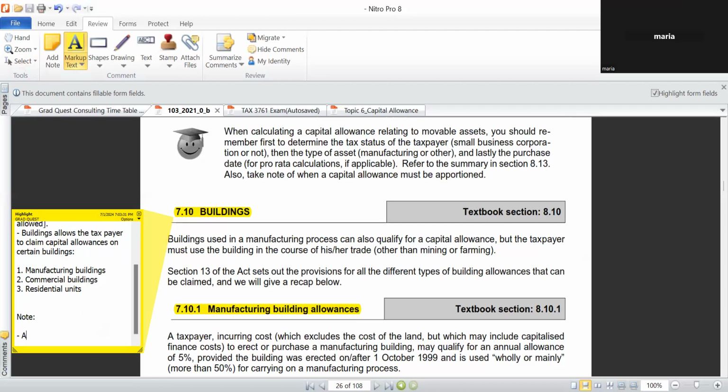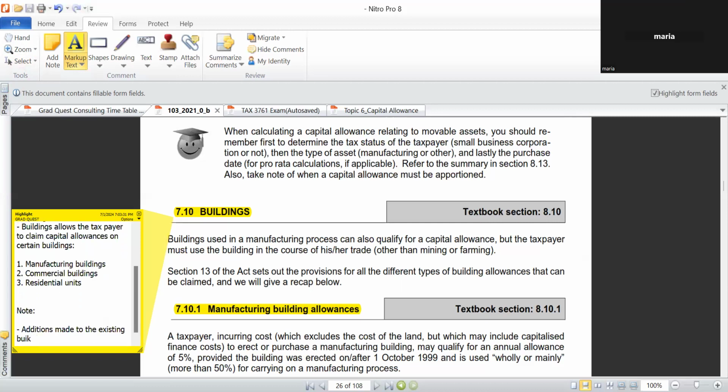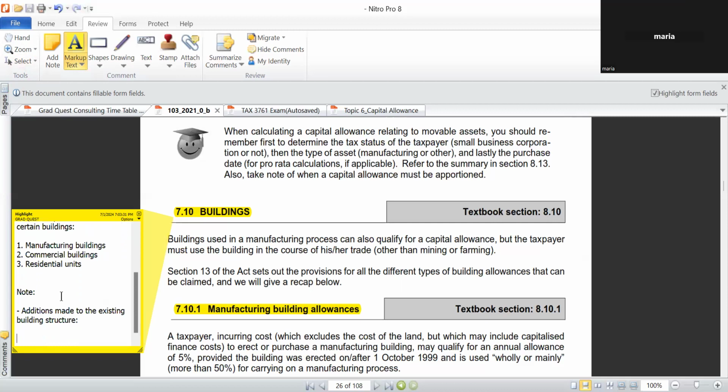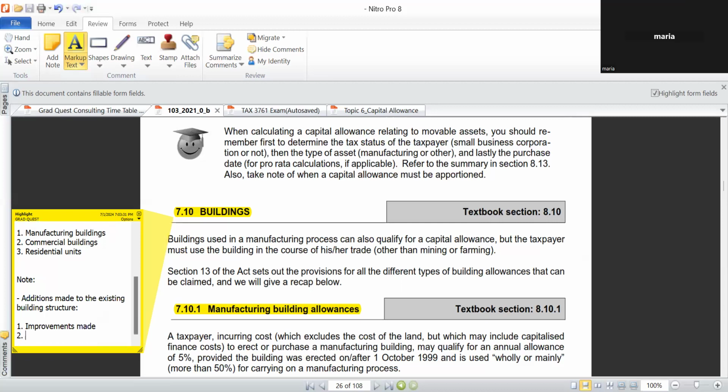So there can be additions made to the existing building structure. So what are those additions that can happen? Number one, it can be just what we call improvements made. Number two, it can also be an additional extension of the existing building, guys.